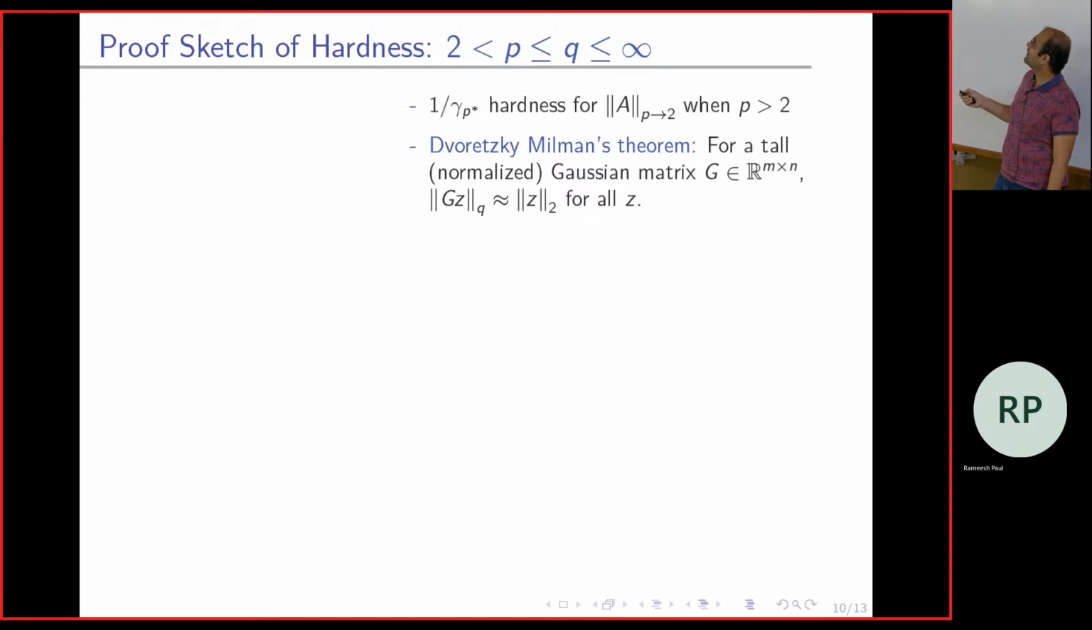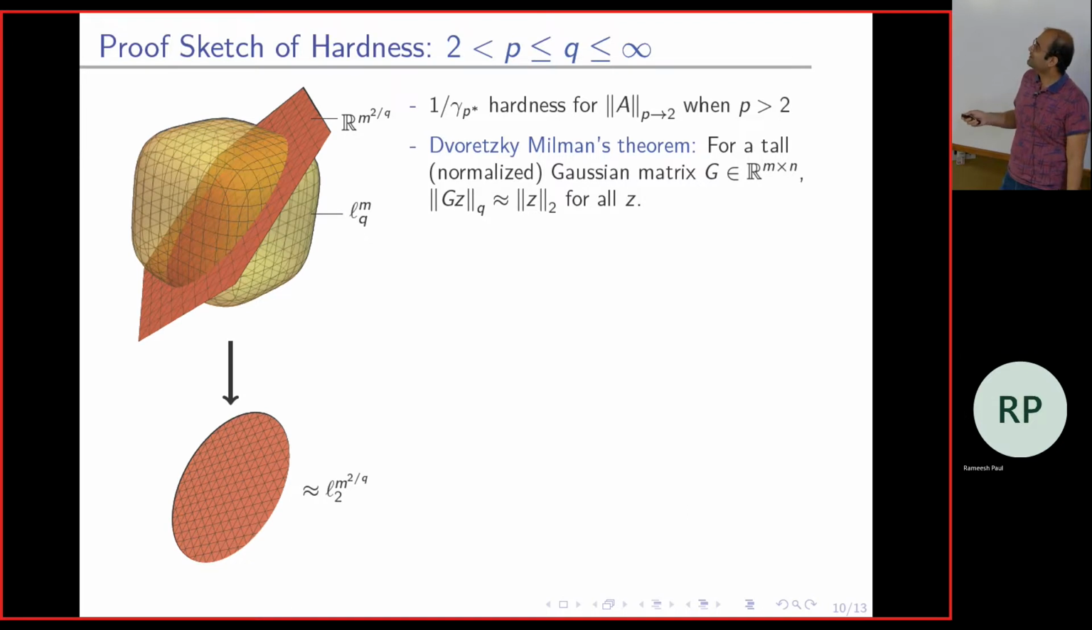It says if you have a random matrix, a Gaussian matrix, tall, where m is significantly bigger than n, then the Q norm of GZ is roughly the Q norm of Z, or up to a scale, like you can make it an ellipse. So let's see the picture. Let's look at a ball, which is m-dimensional. When you look at it under a random projection, it looks like an ellipsoid.